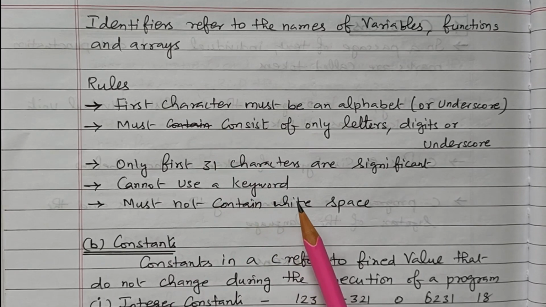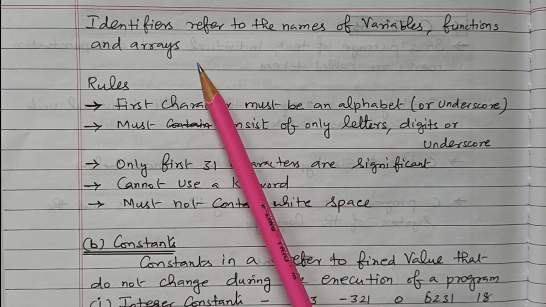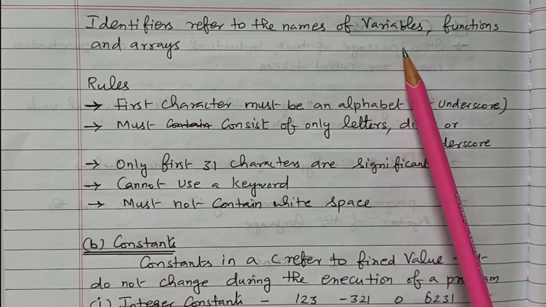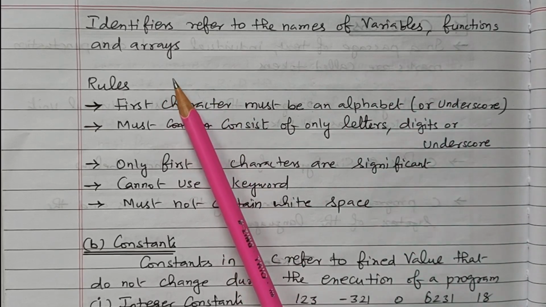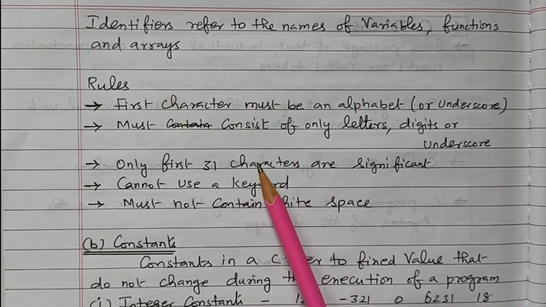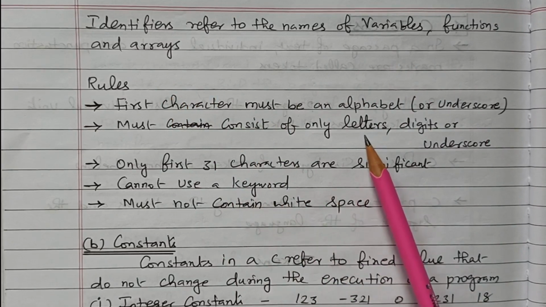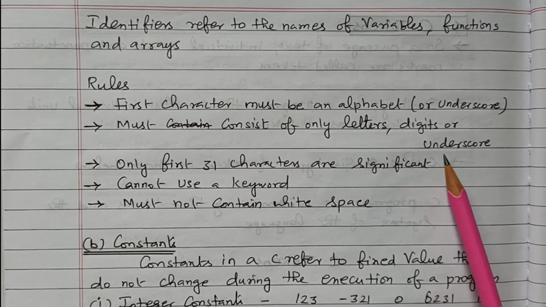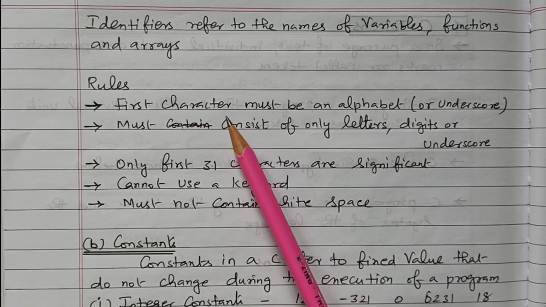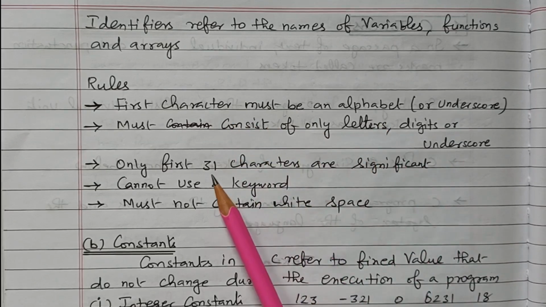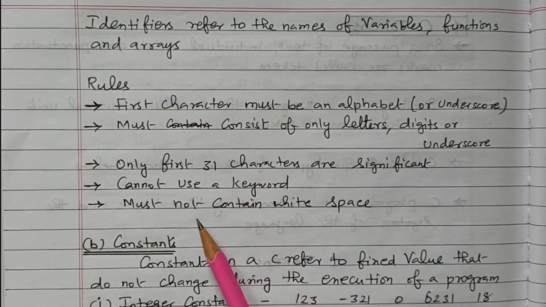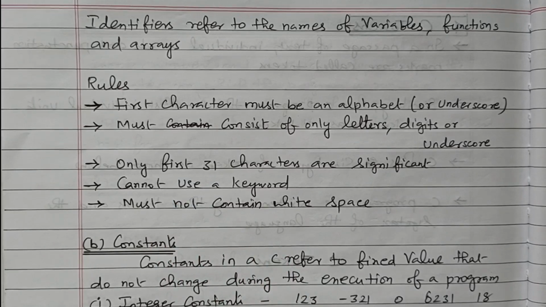So the keywords have a particular meaning. Identifier means the name of the variable, function or array. We are going to give the name, and in that we follow certain rules. It contains letters, digits and underscore. In that, the first character should be a letter. 31 characters are taken into account. It cannot use the keywords we discussed earlier. It should not contain white space, right?